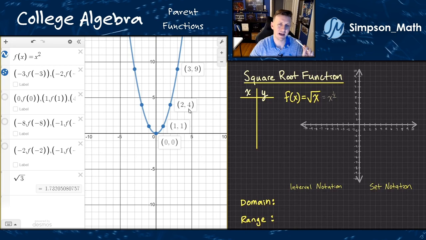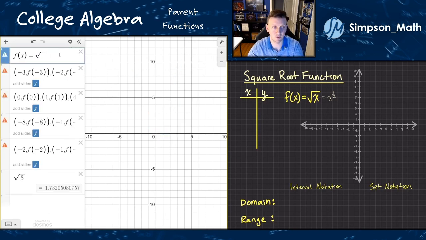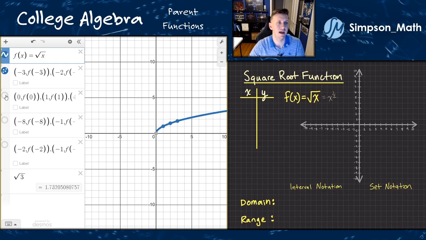So I bet if I plug in an x for the 4 and a 9 also for my x, if I use my x values of 0, 1, 4, 9, I bet we're going to get something nice. So let me switch this back to the square root of x. And I already have those prepared here. So I have 0, 0, 1, 1, 4, 2, and 9, 3.